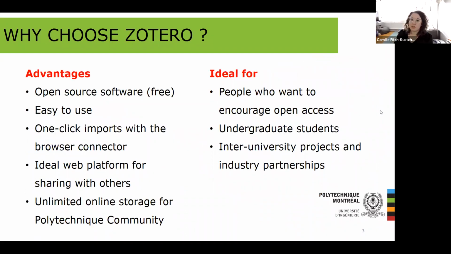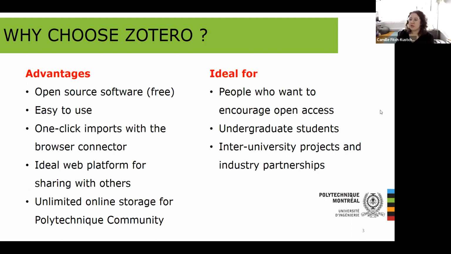So why would we want to choose Zotero as our bibliographic management software? It is an open source software, so that's quite interesting, especially if you're going to do inter-university or industry partnerships. Not everyone has access to a paid software, so it's a great way to make sure everybody has access to software. It is quite easy to use. It has a little bit less different functionalities than some of the other ones, but that also means it's a little bit simpler to learn.